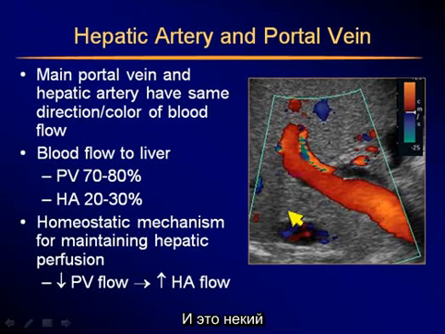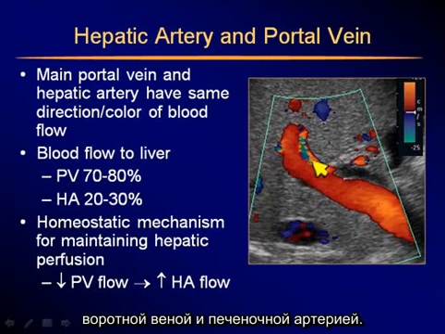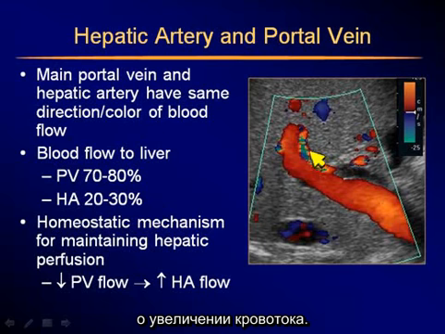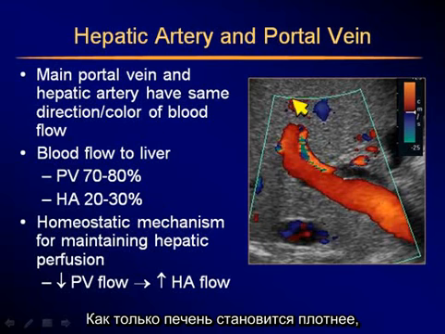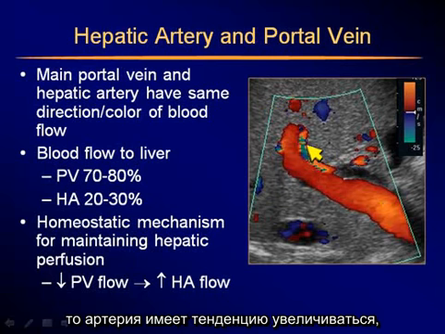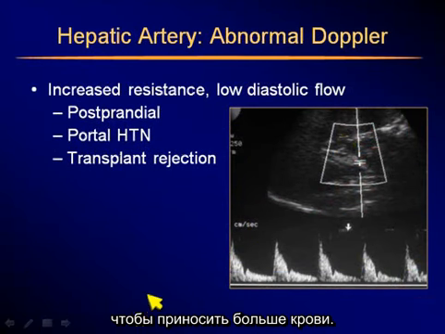And there is a certain homeostatic mechanism between the portal vein and the artery. So if the portal vein flow decreases, there's a signal given to the artery to increase blood flow. So as a liver becomes sicker and develops more cirrhosis and blood flow cannot come in through the portal system, the arteries tend to enlarge to bring in more flow.